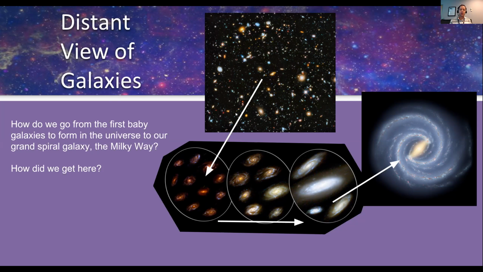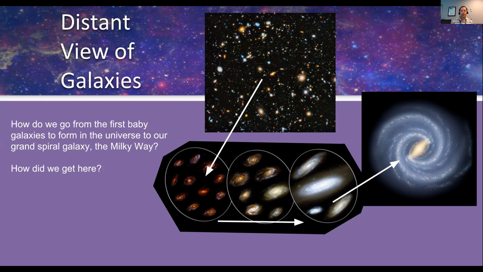So the ones that are further away appear redder, smaller, a bit more disorganized than the ones that are closer to us. And that then shows you the Milky Way, or an artist's illustration of the Milky Way galaxy on the right. So this idea really is, how did we get here, right? So this is one of NASA's big questions. This is one of the things that we want to address.